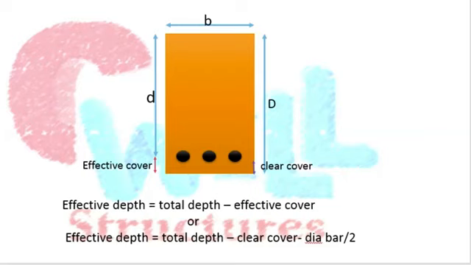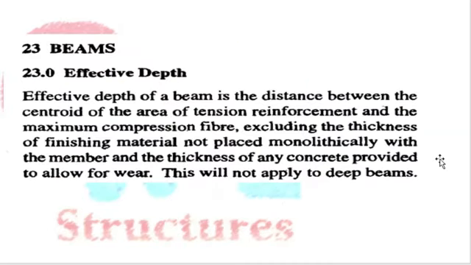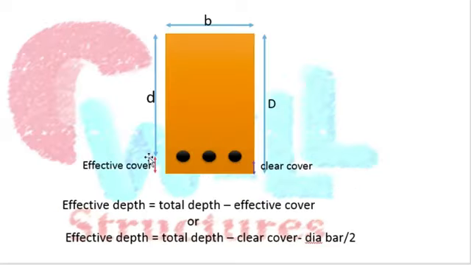Why? Because as you can see in the definition, the effective depth of the beam is the distance between the centroid of the area of tension reinforcement to the top compression fiber. So this complete distance will be considered as the effective depth.